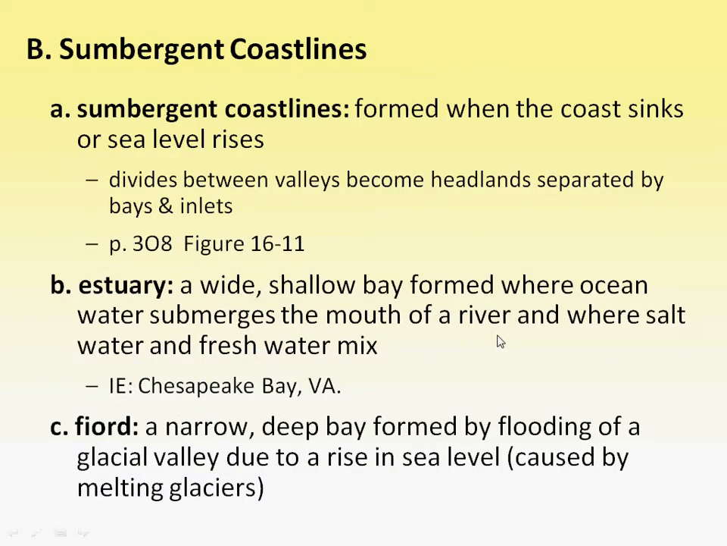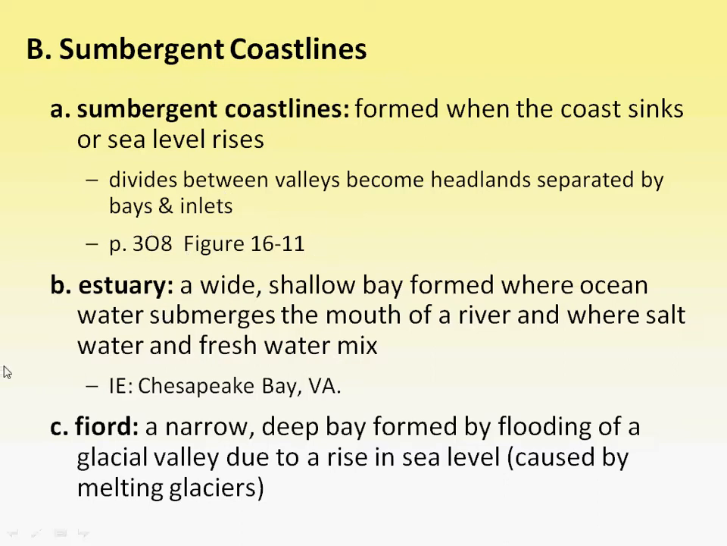So a submergent coastline. A submergent coastline is basically when our coastline sinks a little bit or basically sea level comes up. And so what we see is these areas become submerged. And so pretty straightforward what a submergent coastline is. And we see little inlets and bays and headlands and all those types of formations becoming more pronounced because of that.